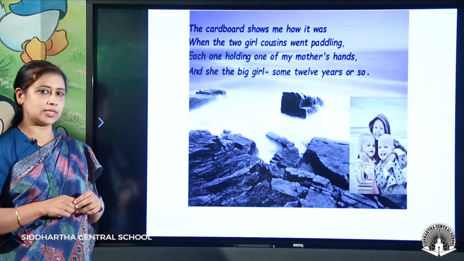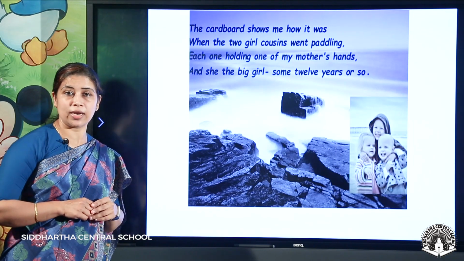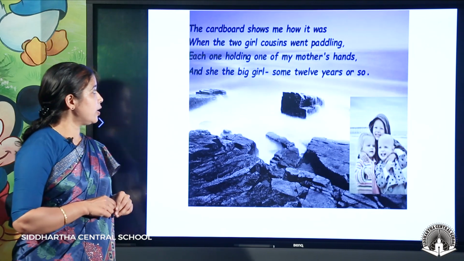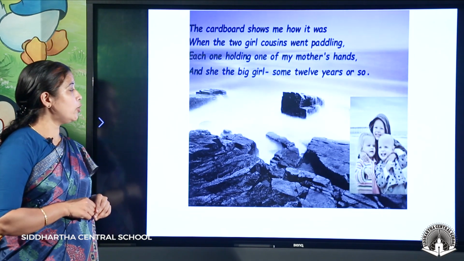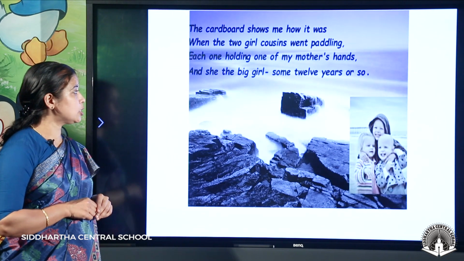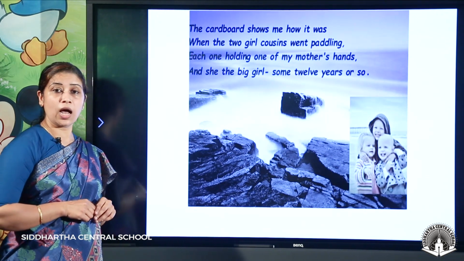See the first stanza. The first stanza describes the first stage of life. The cardboard shows me how it was when the 2 girl cousins went paddling, each one holding one of my mother's hands, and she, the big girl, some 12 years or so. Here, the cardboard shows me how it was.